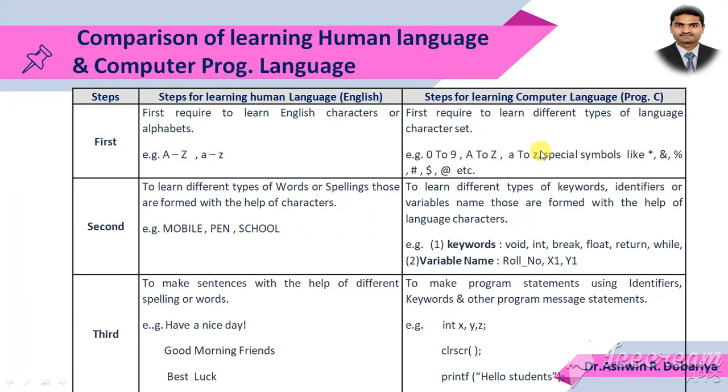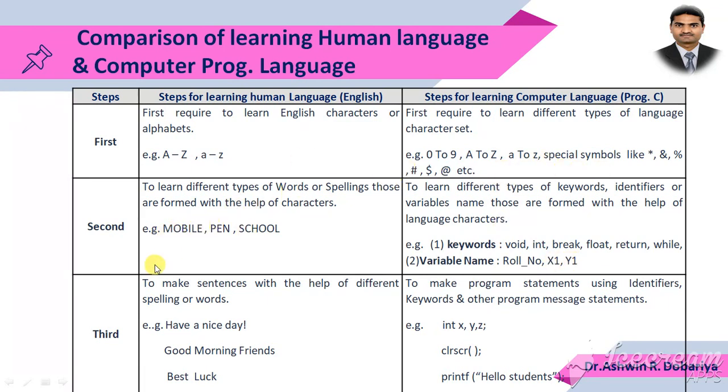Similarly, if you know the characters of the C language, then with the combination of these characters, you can learn the next step, which is the keywords. In the C language there are built-in words. We will discuss keywords in detail in an upcoming video. So keywords and variable names: if you know all these characters of the C language, then you can easily form the keywords and variable names, like roll number, x1, y1. It is a combination of all these characters.